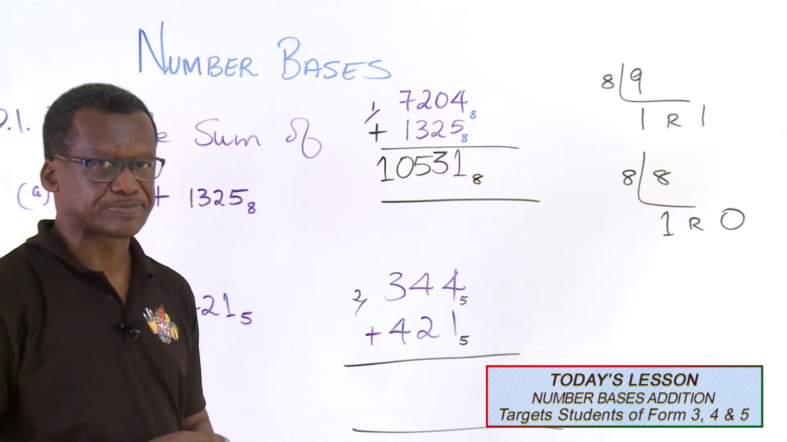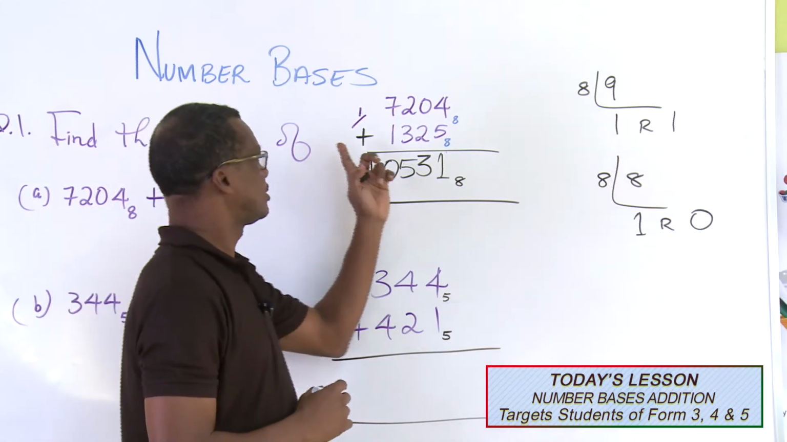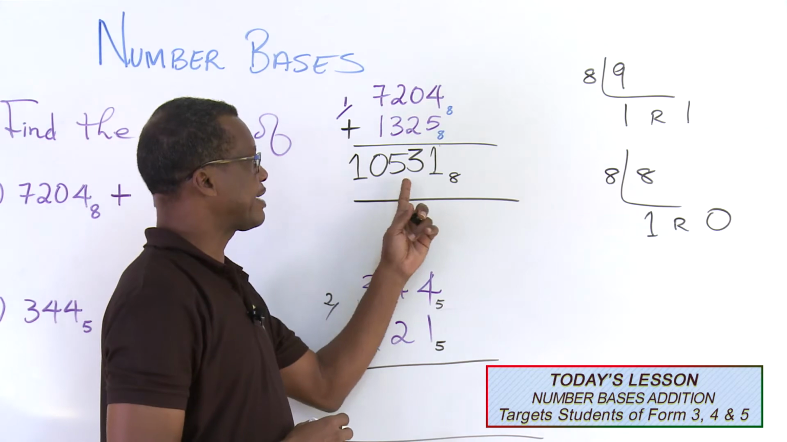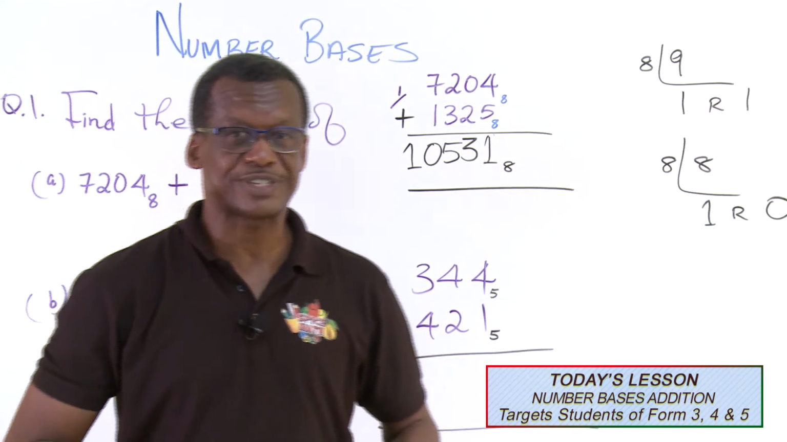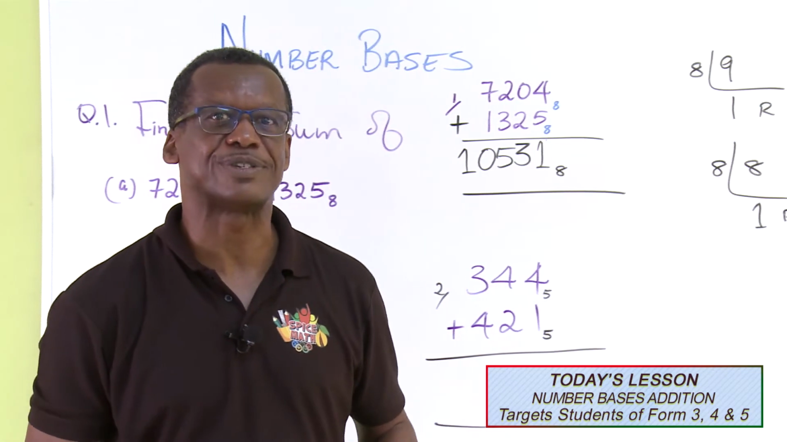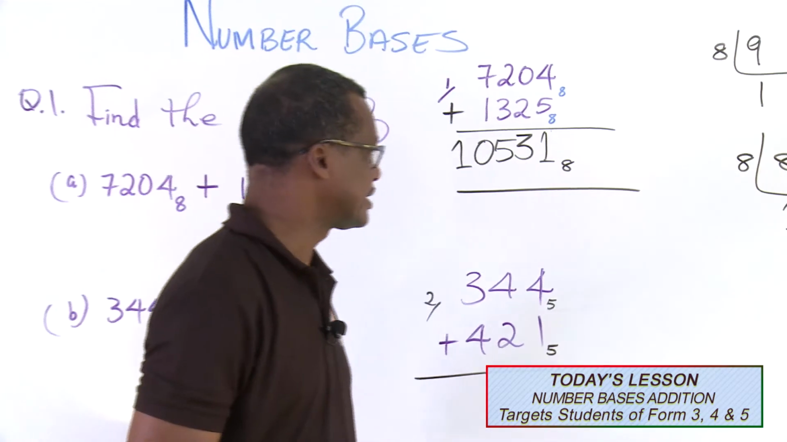There we have the answer. 7204 base 8 plus 1325 base 8 gives 10531 base 8. And we have to resist the temptation of calling them hundreds and thousands because we're not in base 10. We are in base 8.